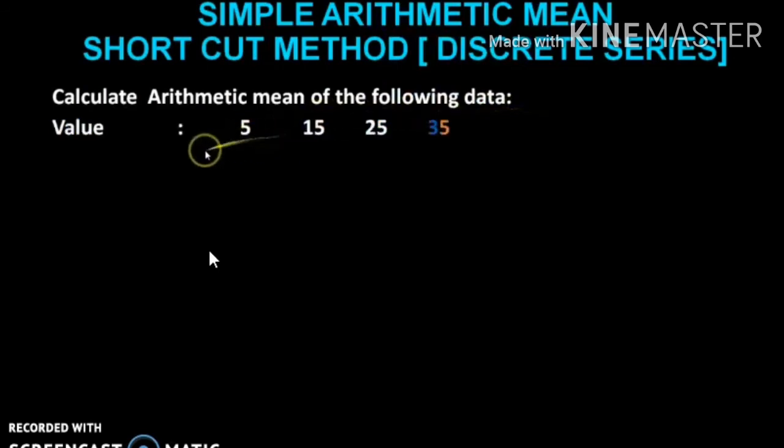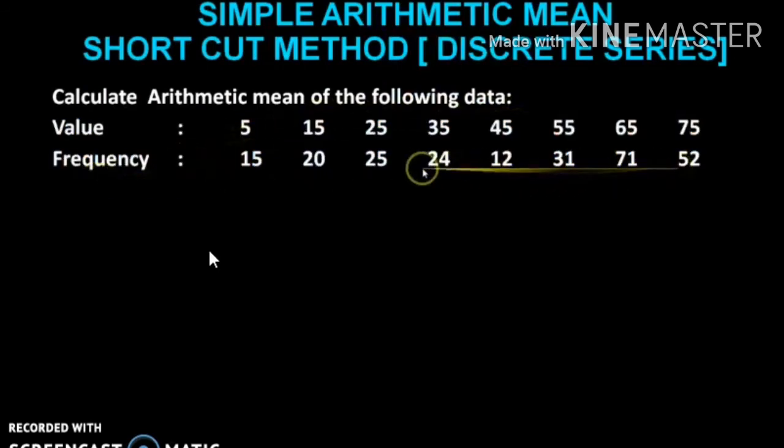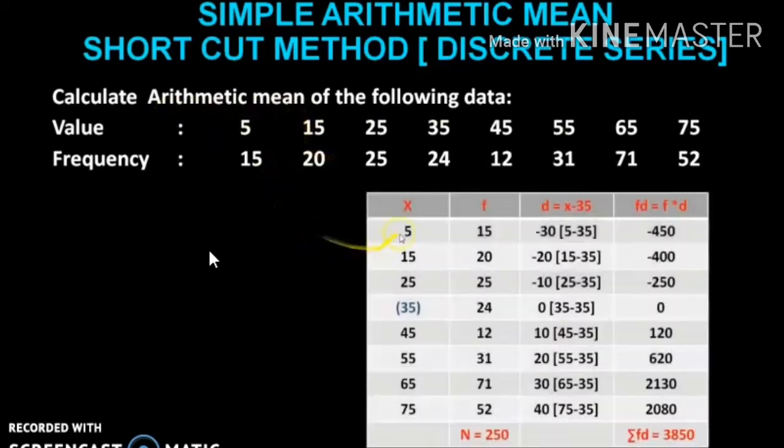So calculate the arithmetic mean of the following data. Values are given and frequencies are given. So in this, first step you have to find one assumed mean from the value x. So the assumed mean here is selected as 35, and the next step is the D column. So D is equal to x minus this 35. You will be getting minus 30, minus 20, minus 10, 0, 10, 20, 30, 40. So like that you will be getting.